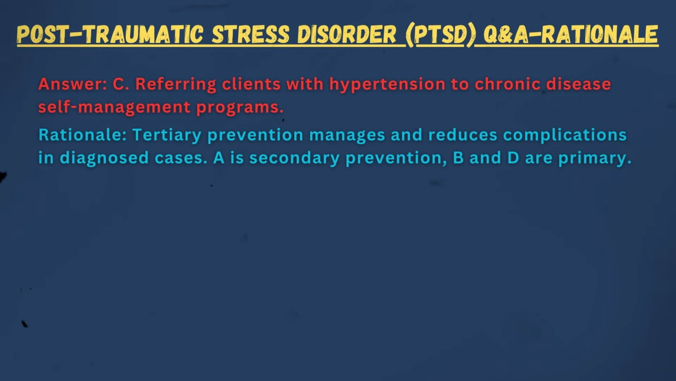Answer. C. Referring clients with hypertension to chronic disease self-management programs. Rationale. Tertiary prevention manages and reduces complications in diagnosed cases. A is secondary prevention. B and D are primary.